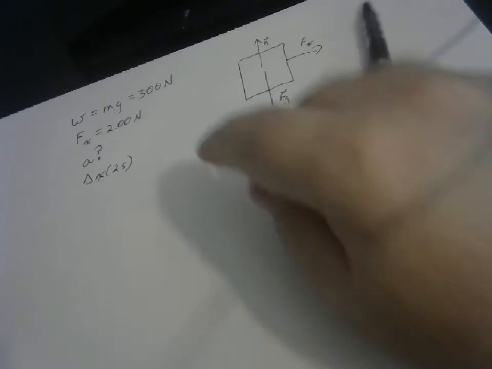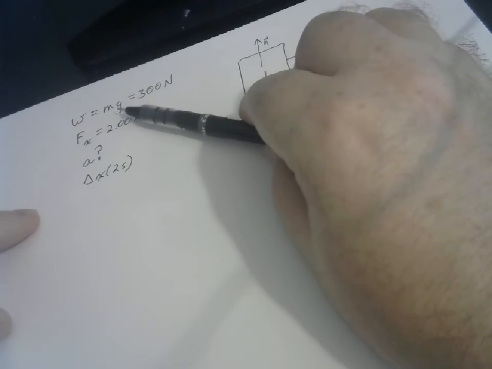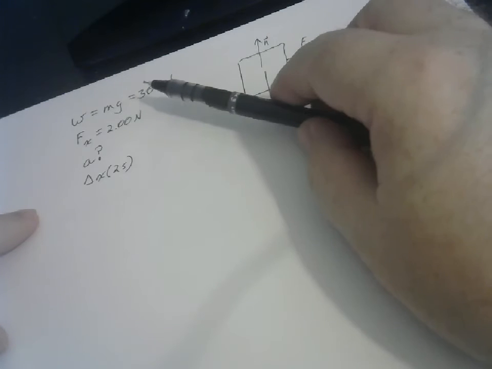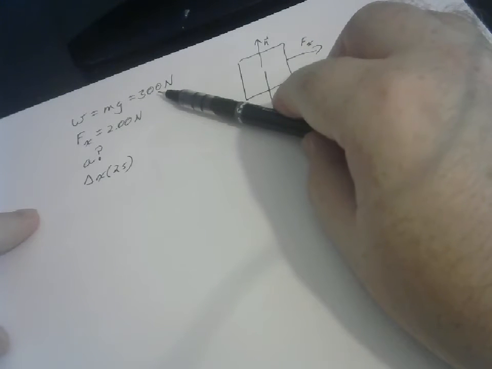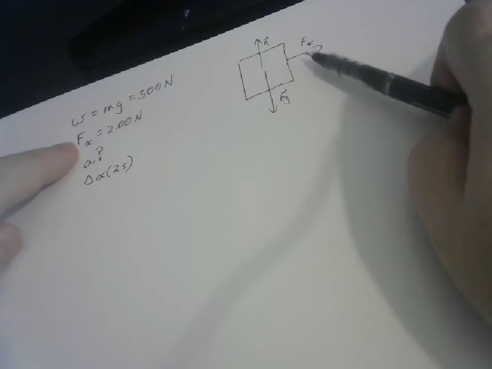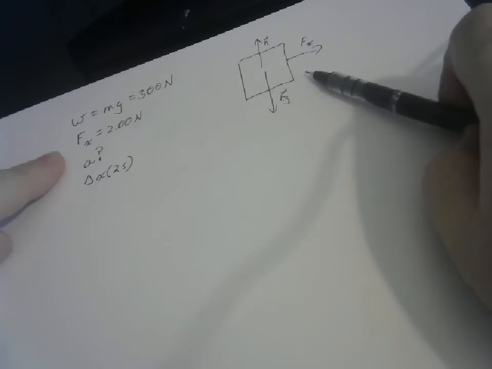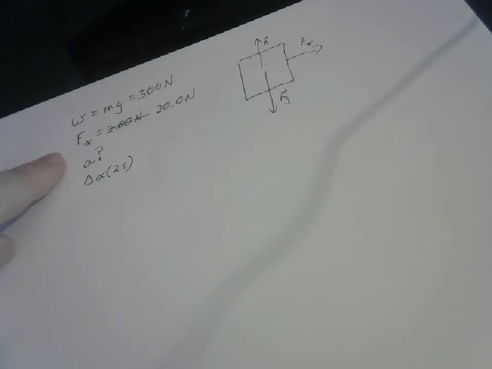The combined weight of the crate and dolly in figure 4.17 is 300 newtons. If a man pulls on the rope with a constant force of 20 newtons, what is the acceleration of the system, crate plus dolly, and how far will it move in 2 seconds? Assume the system starts from rest and that there are no friction forces opposing the motion.